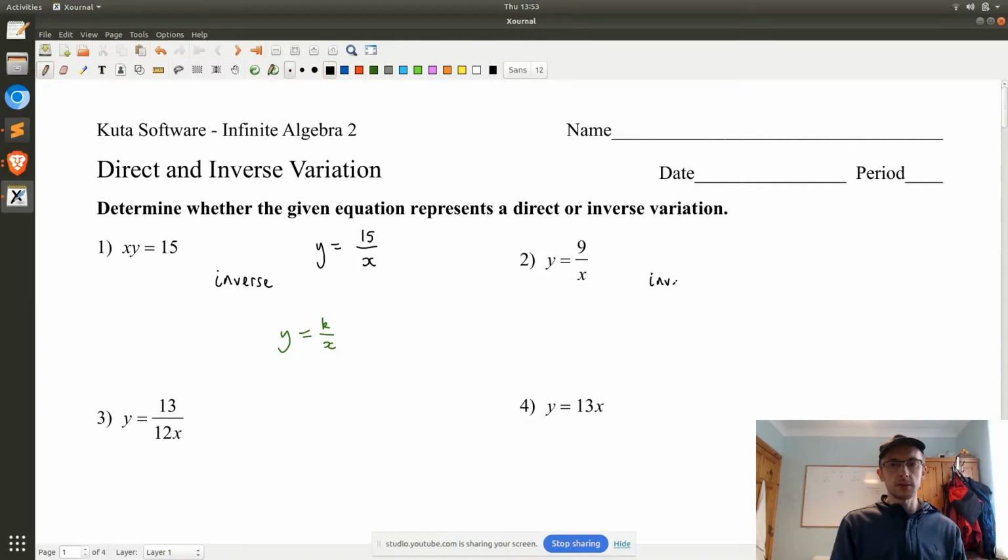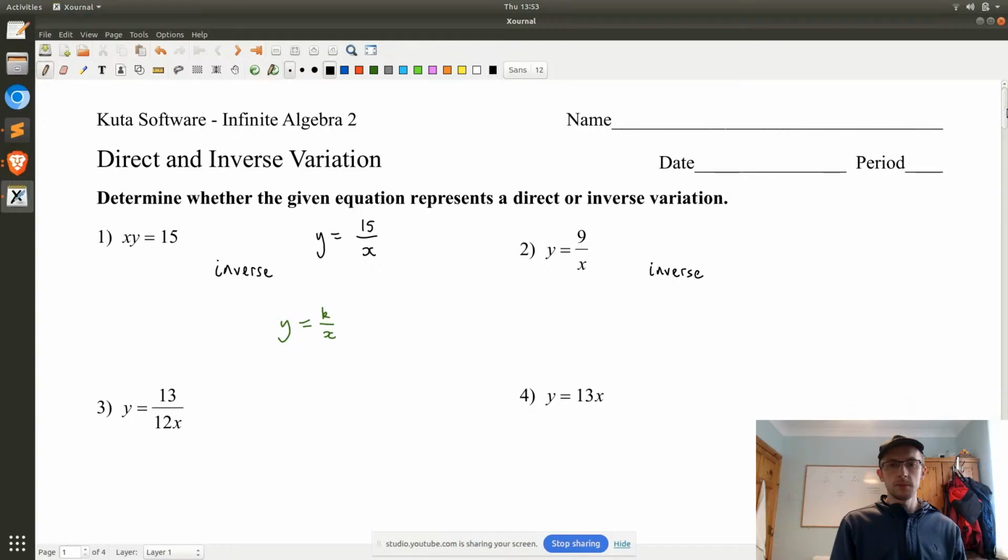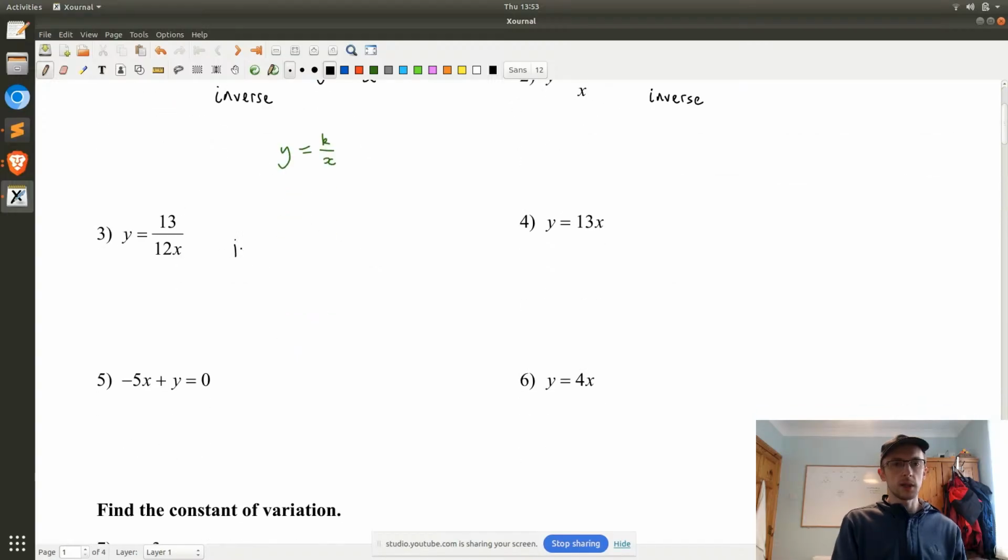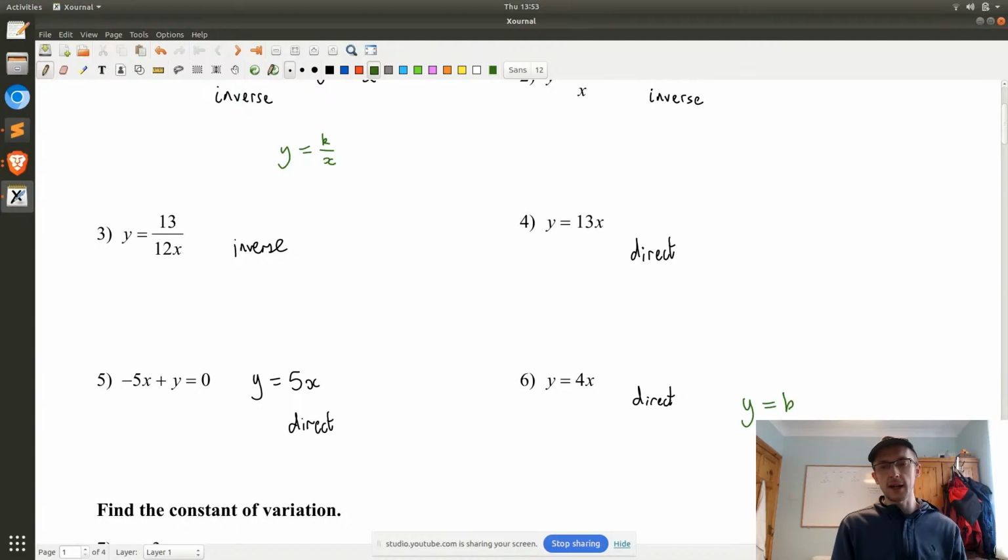Likewise, an inverse. Another inverse. But this is a direct variation. Here y equals 5x by rearrangement, and this is a direct variation. And lastly, a direct variation. All direct variations ultimately have a form of y equals kx, where k is a real number of some kind.